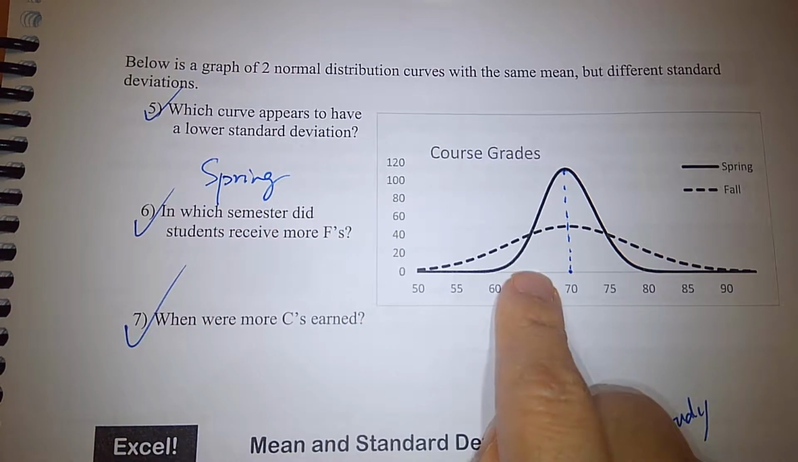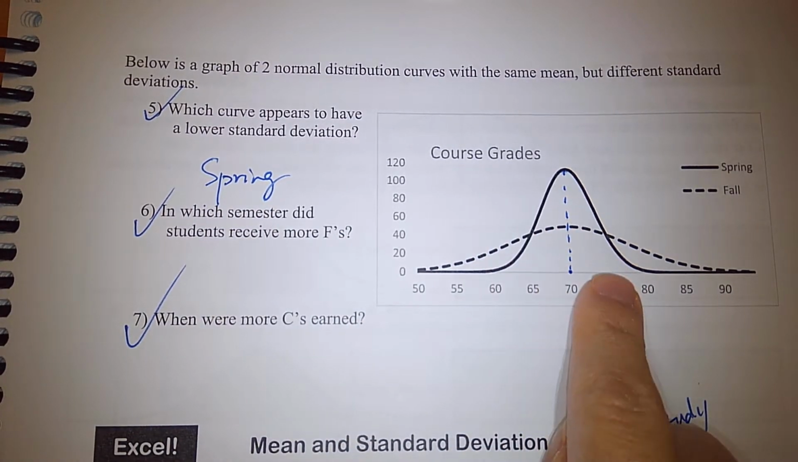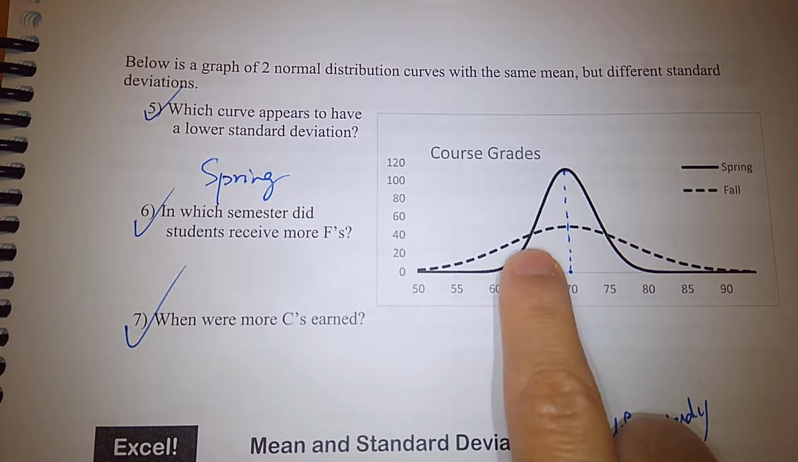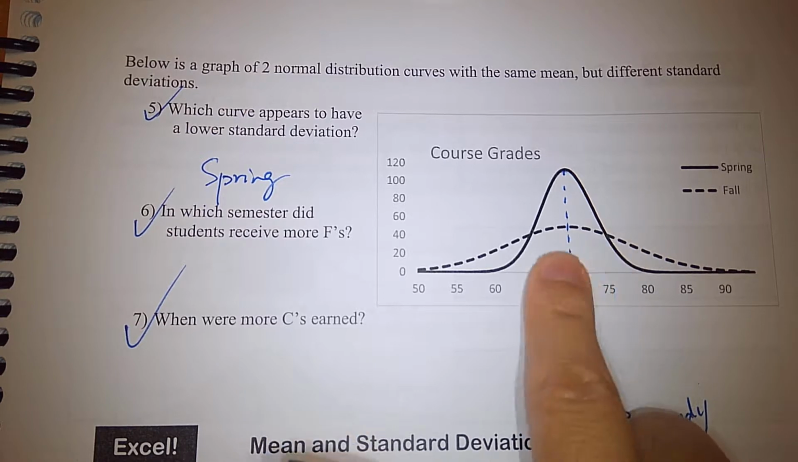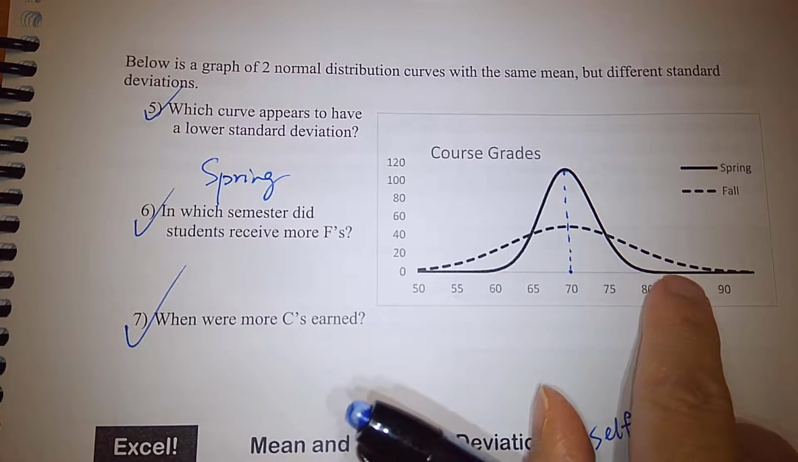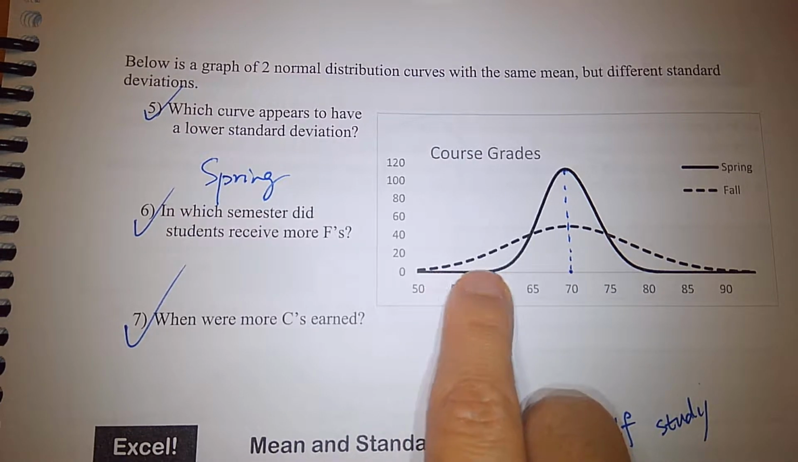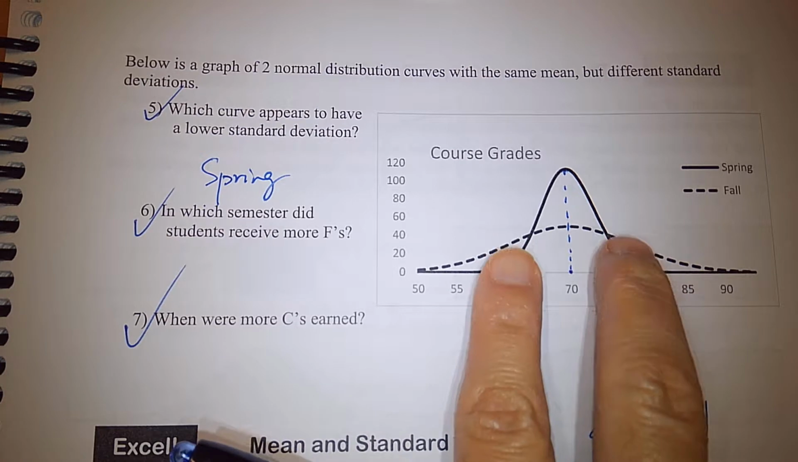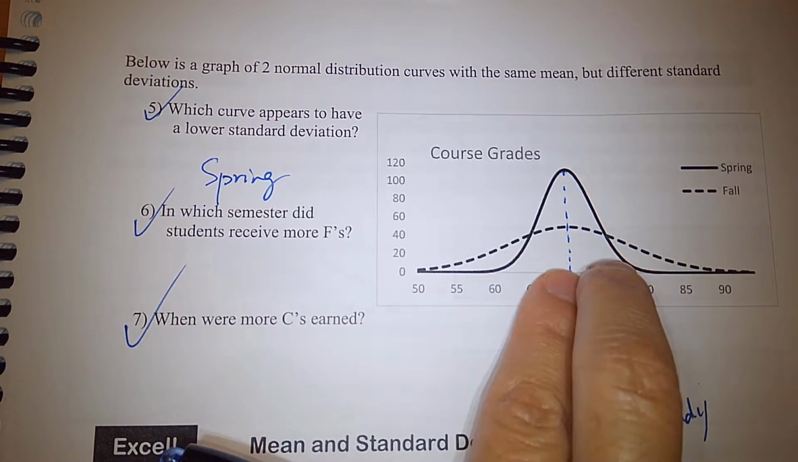What does that mean? It means that for the spring semester, most of the students' grades are closer to a C. Most of them are close to a C, but there are fewer A's and B's, and fewer failing students, less than 60. More of them are close to 70%.